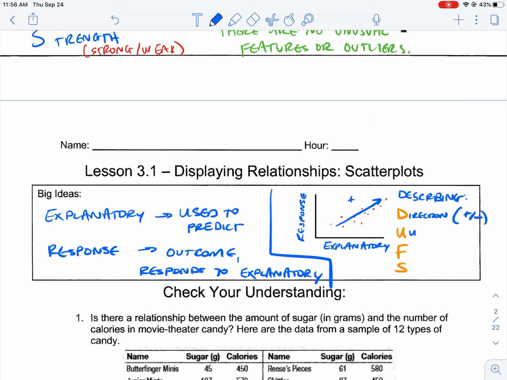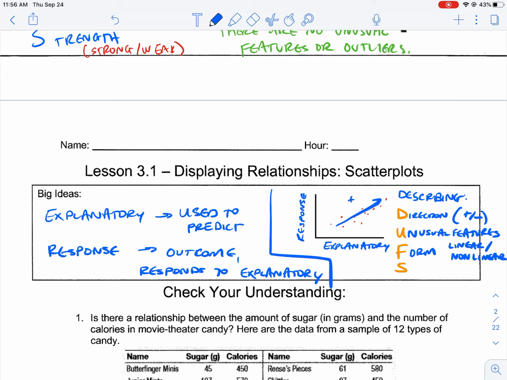We'll be looking for unusual features. For example, is there some sort of curve to it? Does it have any values that are noteworthy? The form, and what we want to know there is, is it linear or nonlinear.